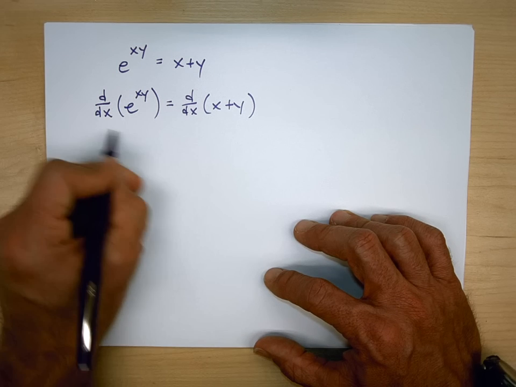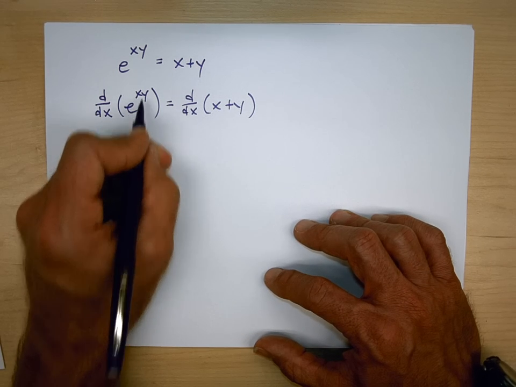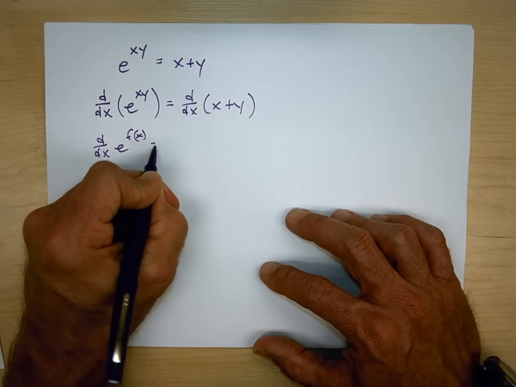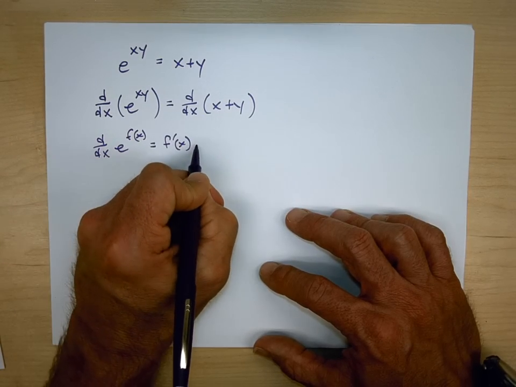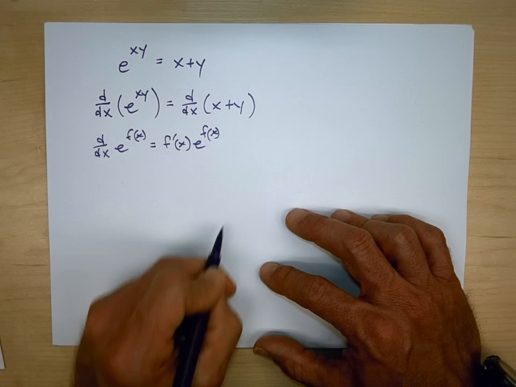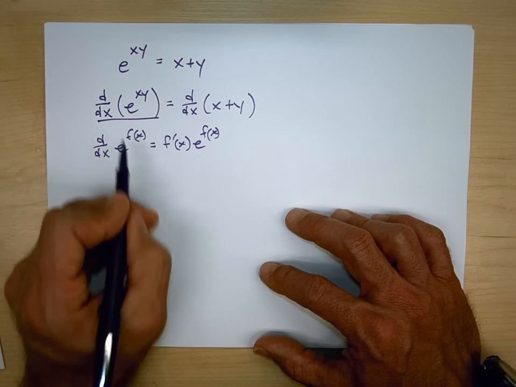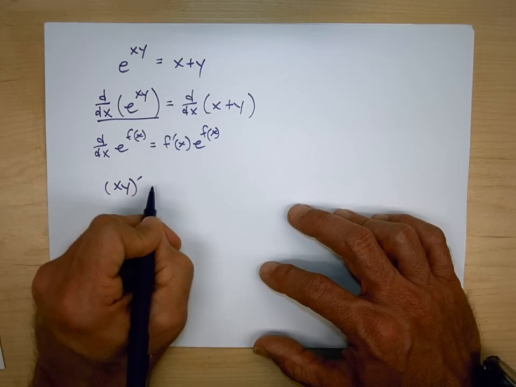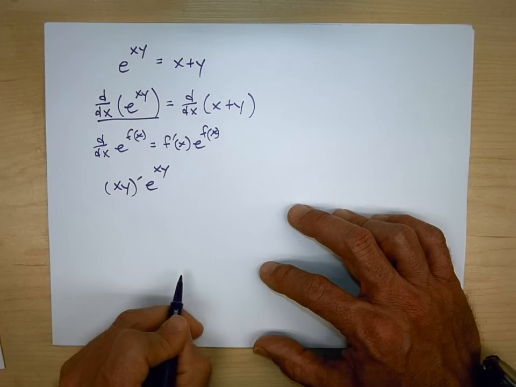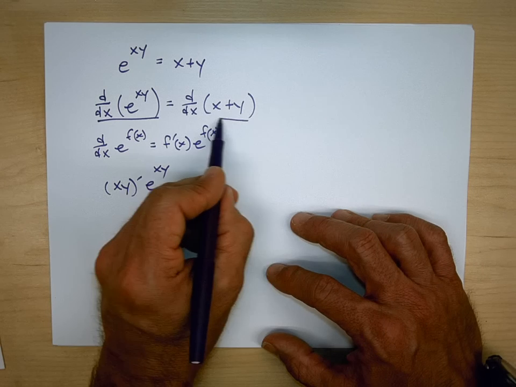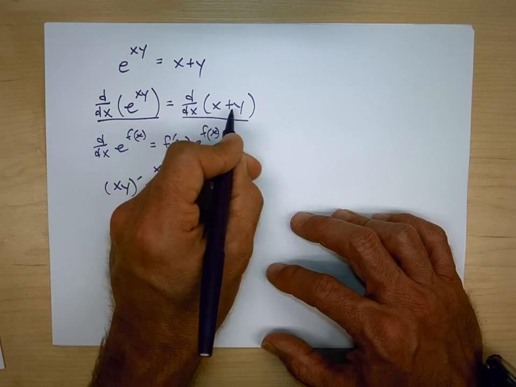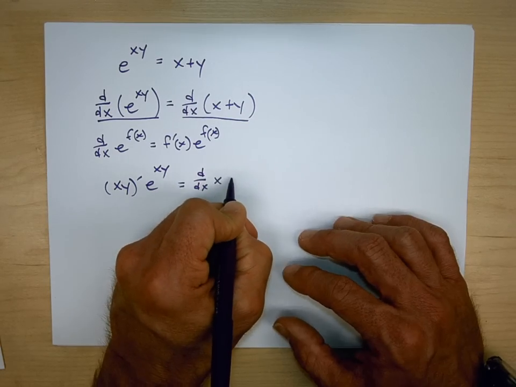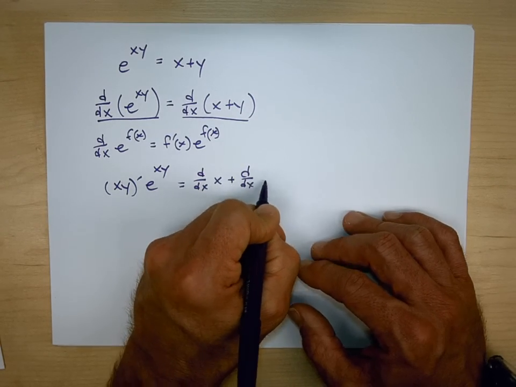All right, so here we need to remember, how do we take the derivative of e to some function of x? Well, the derivative with respect to x of e to some function of x is f prime of x times e to the f of x. So what that says about this is that I'm going to basically take xy prime e to the xy. So that's what's going to happen on the left side. On the right side, the derivative of the sum is the sum of the derivatives, so I can rewrite this as the derivative with respect to x of x plus the derivative with respect to x of y.